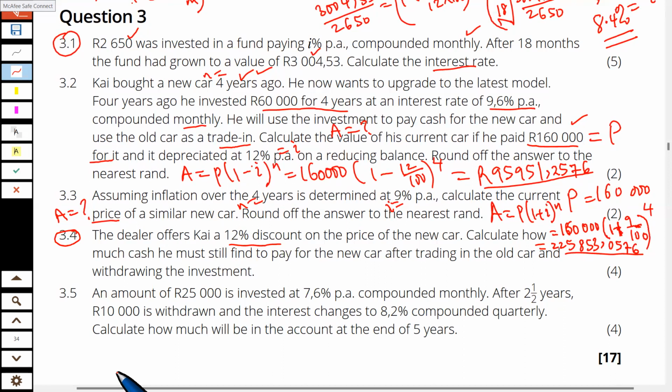So yeah, try 3.4. The dealer offers Kai a 12% discount. I want to see how you interpret the discount on the price of the new car. Calculate how much cash must he still find to pay for the new car after trading in the old car and withdrawing the investment. So I want you to tell me what that one is.